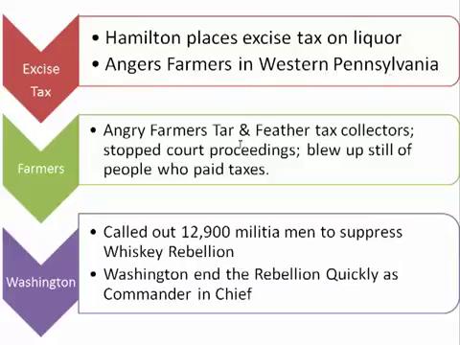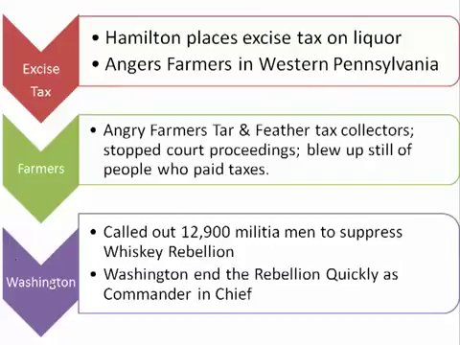And these angry farmers go out and tar and feather tax collectors, pour tar over them, throw feathers on them. It took a lot of skin off when that came off, killed a lot of them. They went out and stopped court proceedings just like Daniel Shays did, but this was the Whiskey Rebellion. And they blew up the stills of the people who paid the taxes. And the still was a mechanized machine that they made to make the whiskey with, or liquor with.